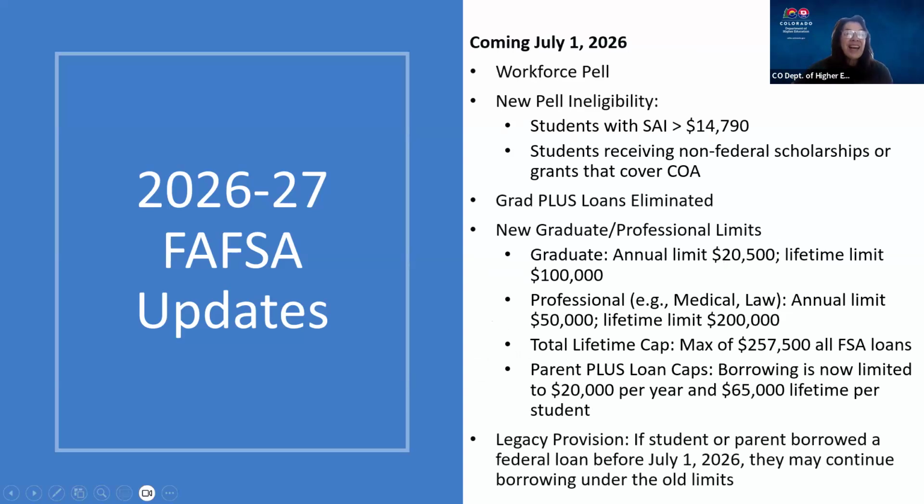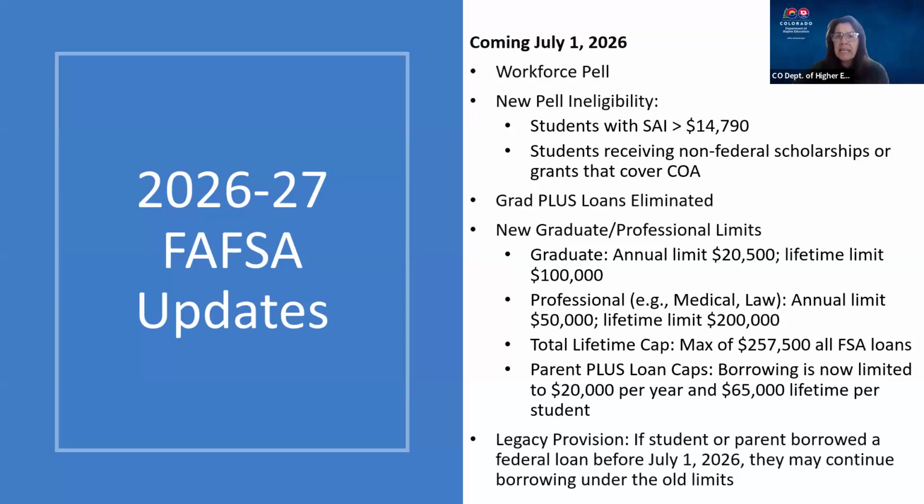Coming this July 1st, 2026, there will be some changes. Workforce Pell will be implemented, and there are some new ineligibility rules for Pell Grant. Students with an SAI of greater than 14,790 will not be eligible for Pell Grant, nor will students receiving non-federal scholarships or grants that cover their entire cost of attendance. I do want to say this does not include emergency grants. So if there is a homelessness issue or foster ed issue, they will still be able to use those grants.